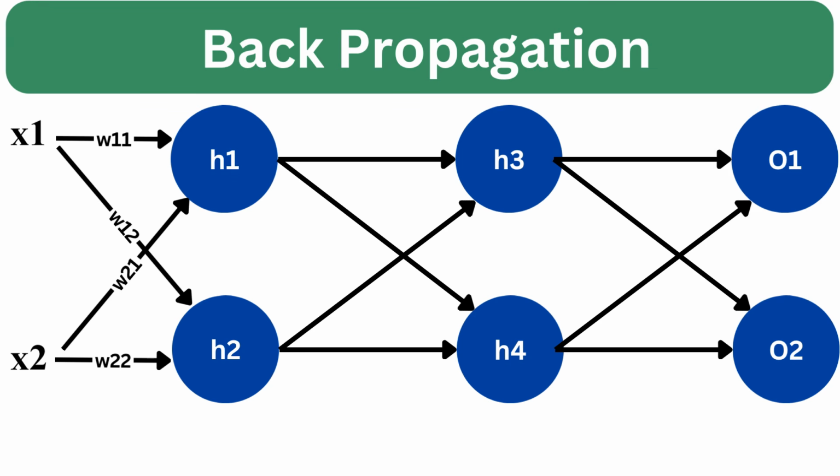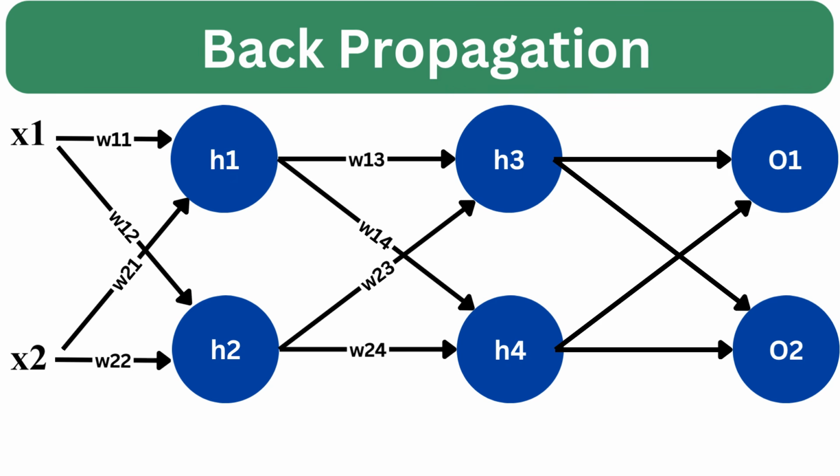Now if you want to compute the delta for the H3 and H4, the method would be the same as we discussed in the previous example. Similarly, if we want to compute the delta at the first hidden layer, then how would we compute the delta? The same way we did in the previous example.